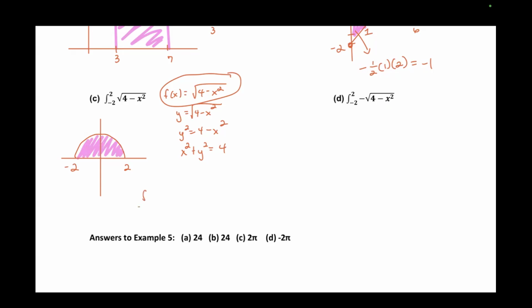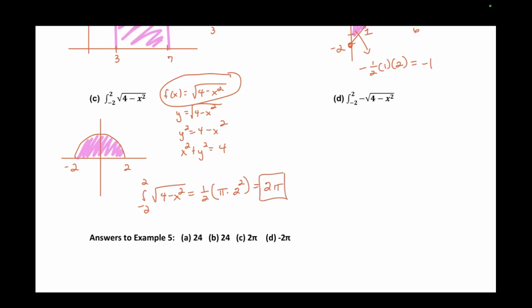And so the integral from -2 to 2 of the square root of 4 minus x squared. So it's 1/2 of a circle, 1/2 of pi r squared, the radius is 2. So that would give me 2 pi as my answer.